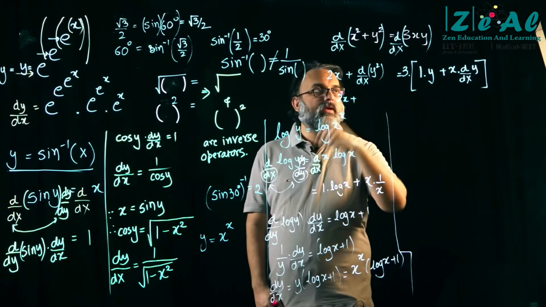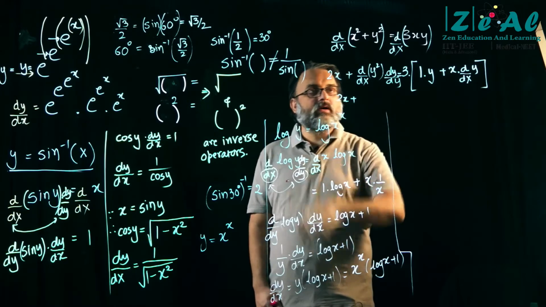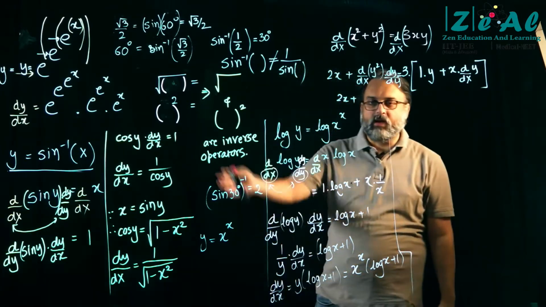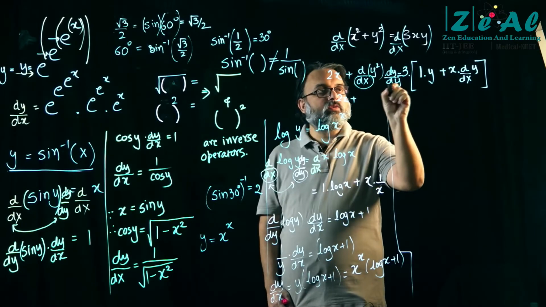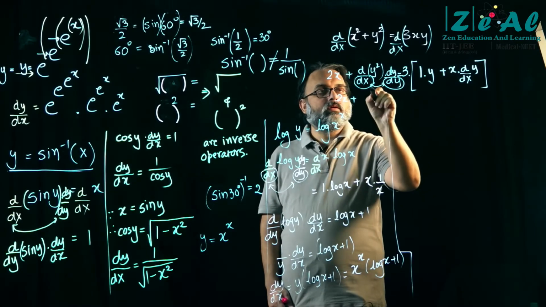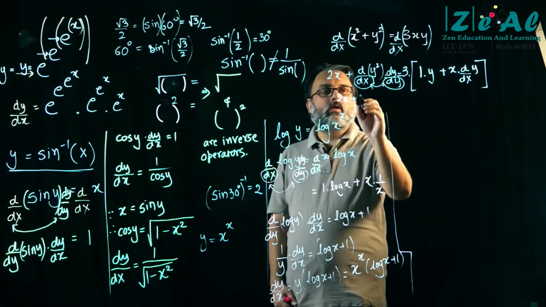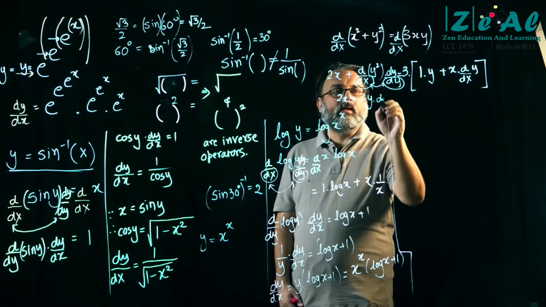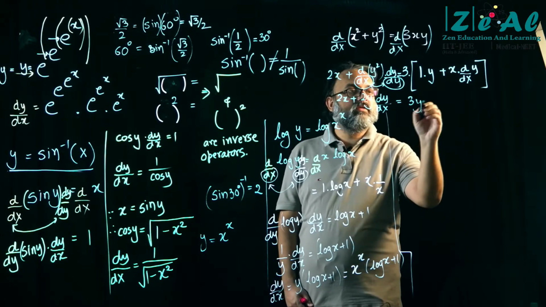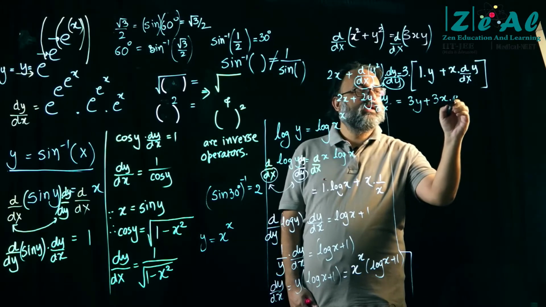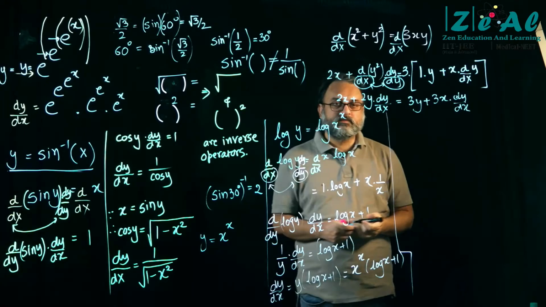Okay, so this will become 2x plus, what do we do here, oh I know what to do, we multiply and divide by dy, as we have been doing so far, and exchange these two guys. Okay, we exchange these two guys, and this will become then 2y dy by dx is equal to 3y plus 3x into dy by dx. Okay.